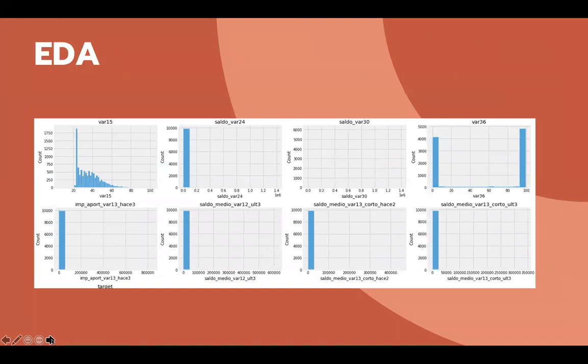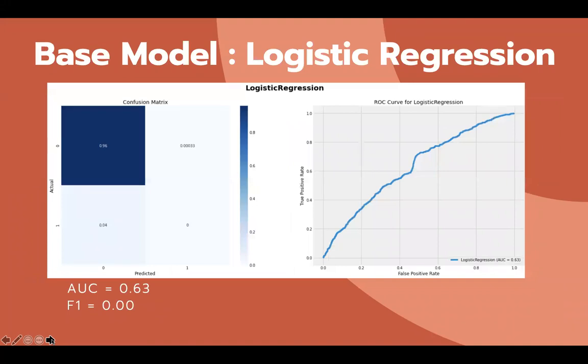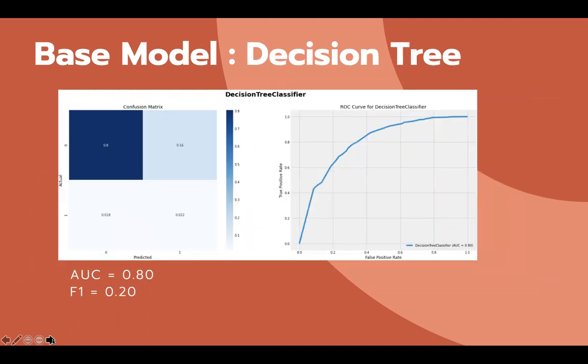So we did some basic EDA and observed high zero inflation. Our first baseline model is logistic regression. It performs poorly with an AUC of 0.63 and an F1 score of 0, since it was always classifying as 0. Then we did a second baseline model, which is a decision tree, and it improved on the last with an AUC score of 0.8 and an F1 score of 0.2.